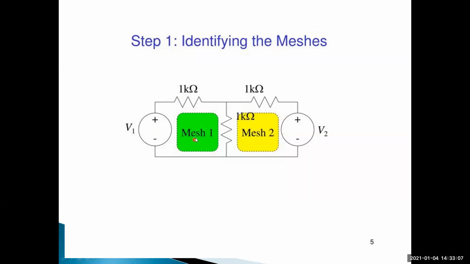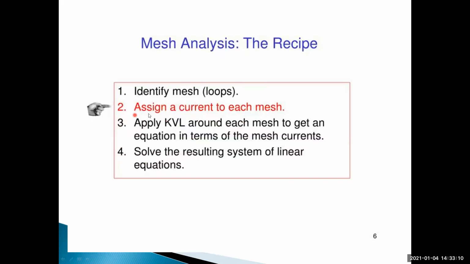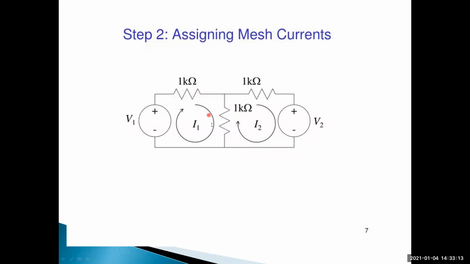Okay, first we identified mesh 1 and mesh 2. And then assign a current to each mesh. So like this, I1 and I2. The directions are not fixed, as you wish. If you want to assume the anti-clockwise direction, as you wish. Understood? The arrow in this direction also is possible. The anti-clockwise direction is also possible. This is the clockwise direction, this is the anti-clockwise direction, as you wish. You will get the same equations and same results if you assume the opposite direction.